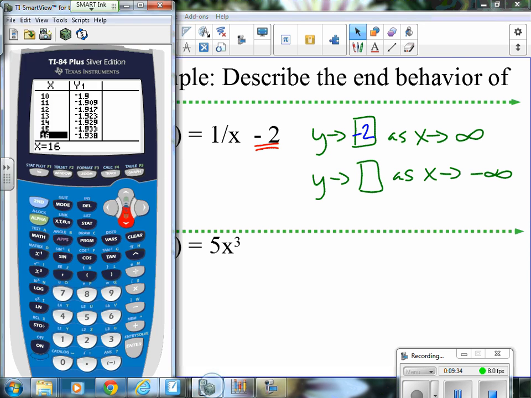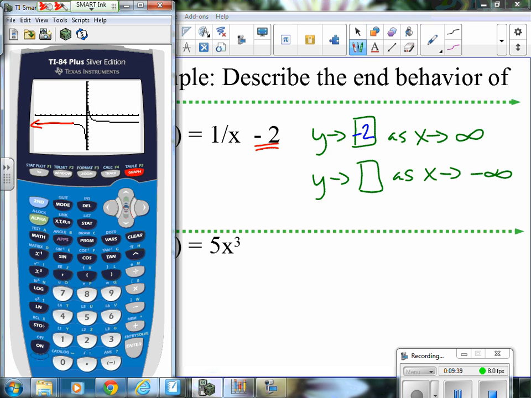Okay, what happens in the other direction? Well, go back to your graph. That means going in this direction, looking that way. As x gets really, really small, what is y doing? Well, it's doing exactly the same thing. It's approaching that -2. And again, you can see that in your table.